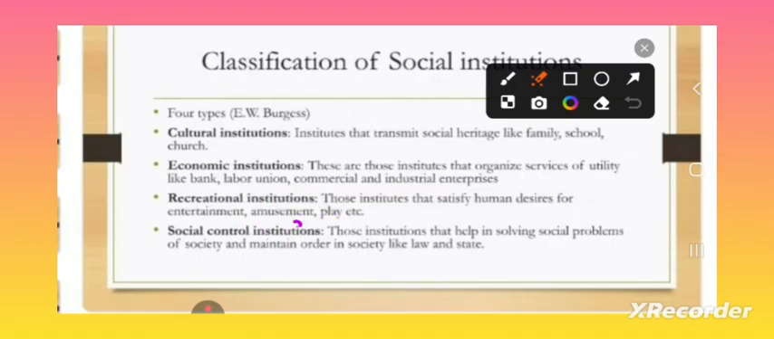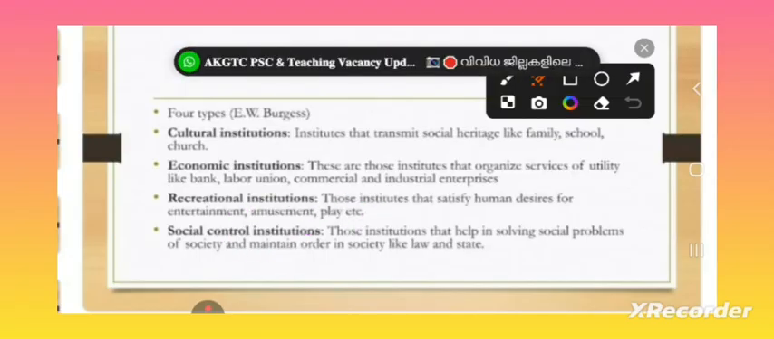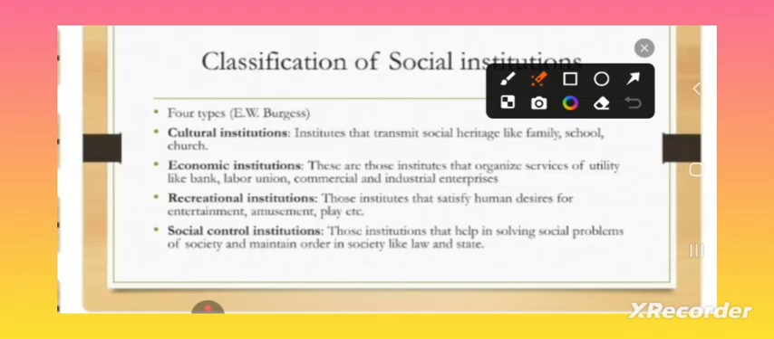Recreational institutions satisfy human desires for leisure and recreation. Example: sports club. Desire for entertainment, amusement, play, etc. Social control institutions help in solving social problems and maintaining law and state. Example: police, court.